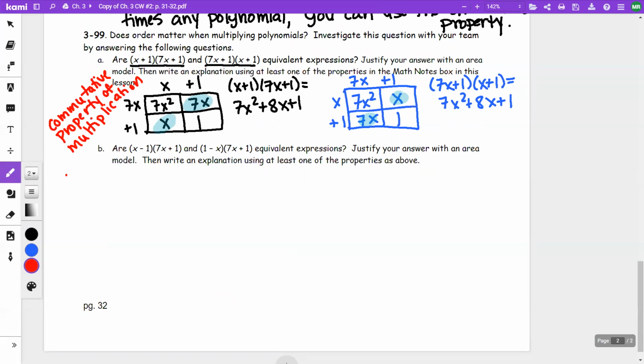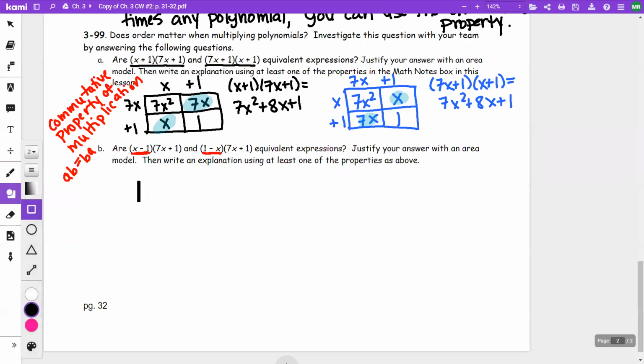And that basically says A times B is the same as B times A. It doesn't matter which one I multiply first. Now, in this situation on letter B, notice that this is an x minus 1, and this is a 1 minus x. So are these the same? Does that matter? Okay. So let's try that.